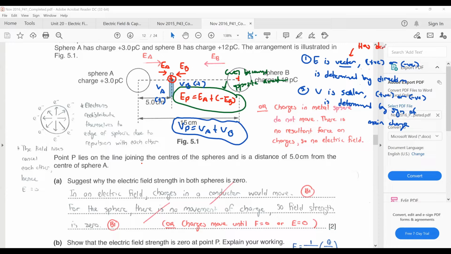This one has direction, this one has no direction. So in your case here, whatever positive and negative you have is strictly speaking determined by the sign of your main charge. For VA, the main charge is A, so it's positive, this one is positive. For VB, the main charge is B. If B is positive, this one will be positive too.